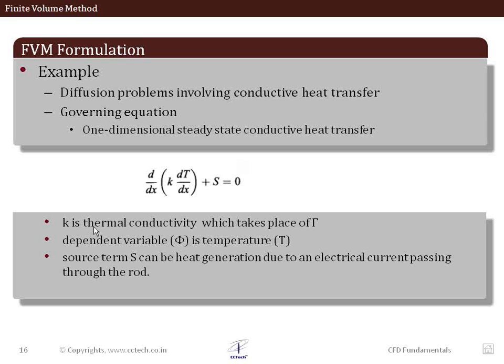The property phi is actually being replaced by temperature T, and the conduction coefficient K is representing the diffusion coefficient in that case. And the source S can be, let's say there is electricity passing through it, or there is another source, a chemical source or some other source by which heat is also getting input into the domain.